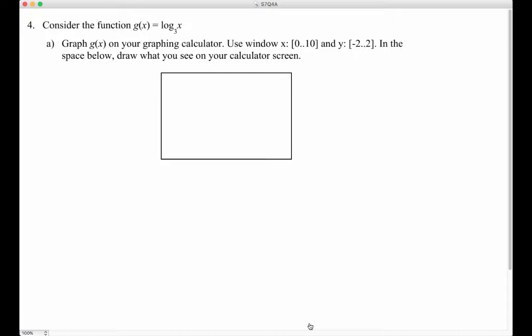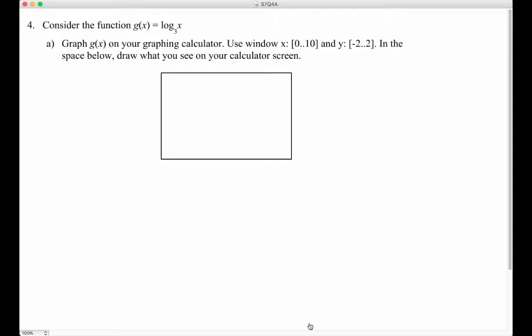We're going to break this problem into two parts. We'll spend a little time talking about the graph in this first part, and then in the second part we'll answer all the remaining questions. So we're asked to take a graph of g of x equal to log base 3 of x on a graphing calculator with the given window settings, and draw what we see in the calculator screen below. So let's go ahead and do that.